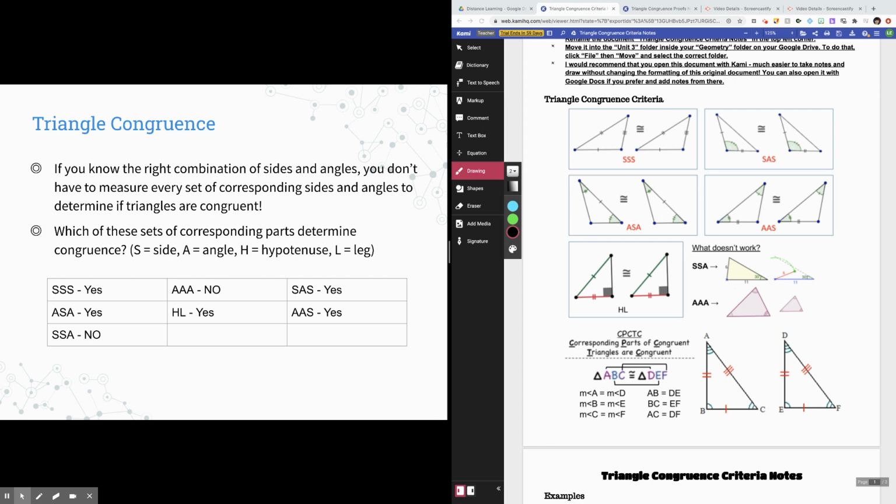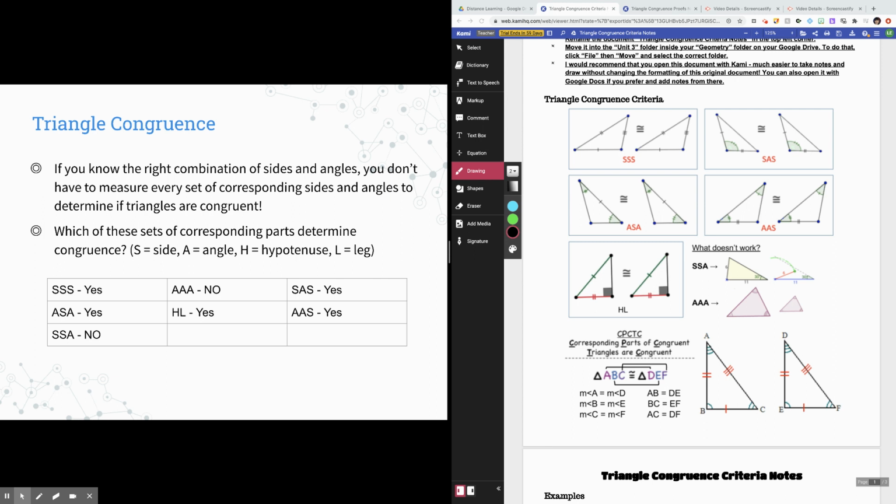So what we've figured out is if you know the right combination of different sides and angles, then you don't have to measure every single set and verify that every single set of corresponding sides and angles are congruent. If you have the right combination, then all of the others kind of fall into place automatically, okay? And those right combinations are our 5 triangle congruence criteria, okay? So in all of these, S stands for side, A stands for angle, H stands for hypotenuse, which is the longest leg in a right triangle, okay, and L stands for leg, obviously.